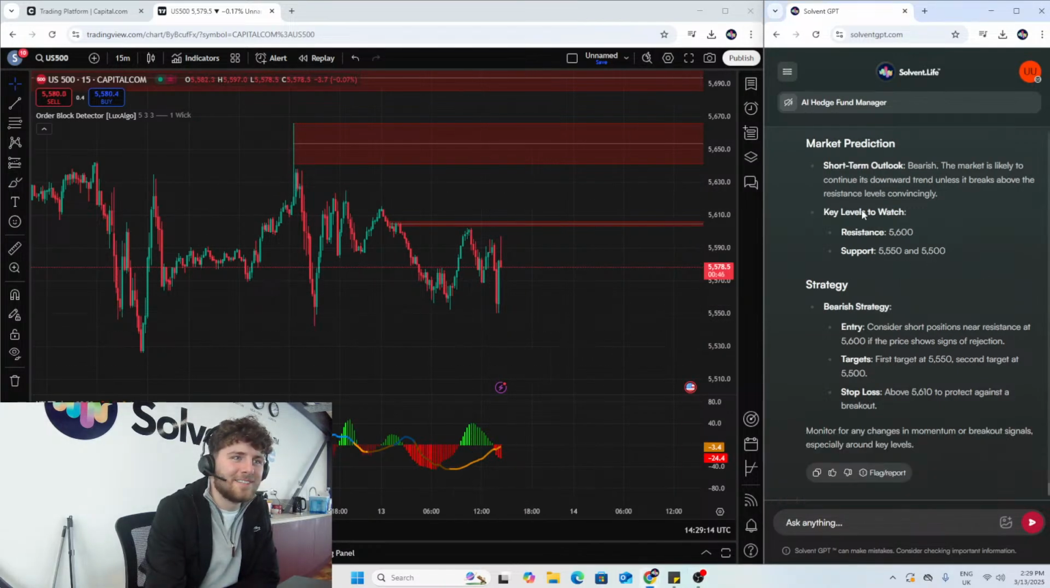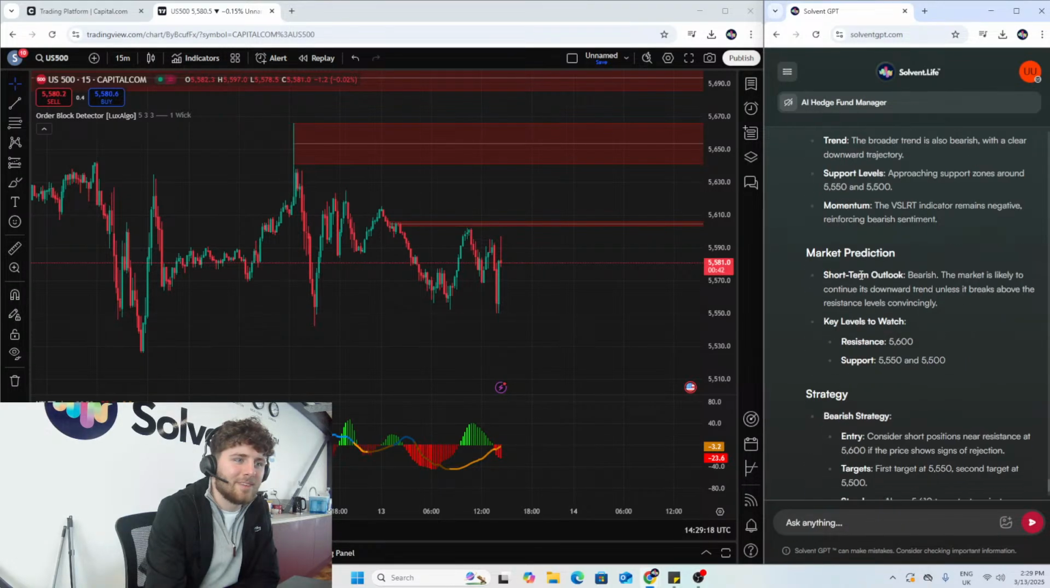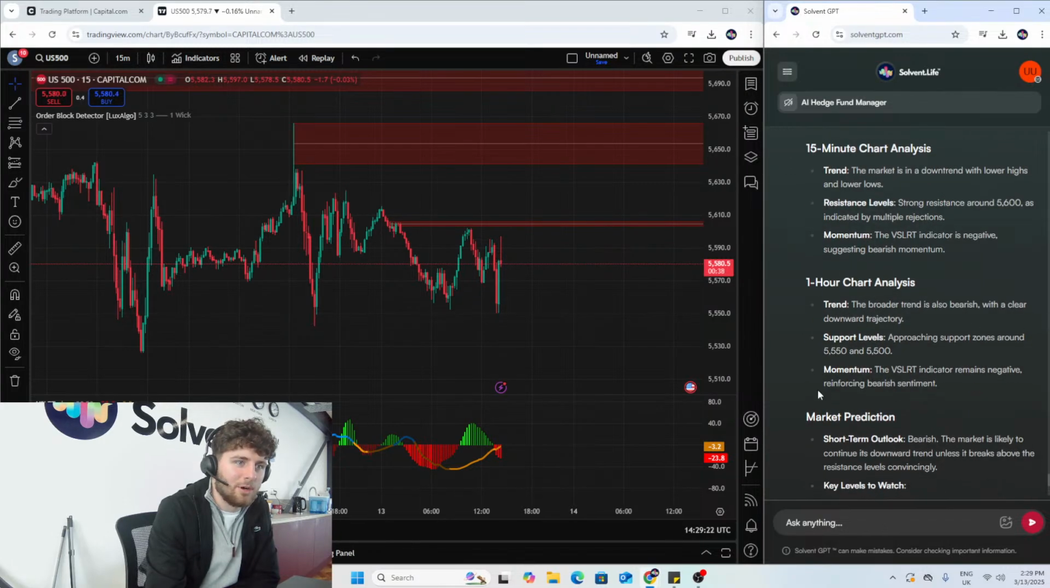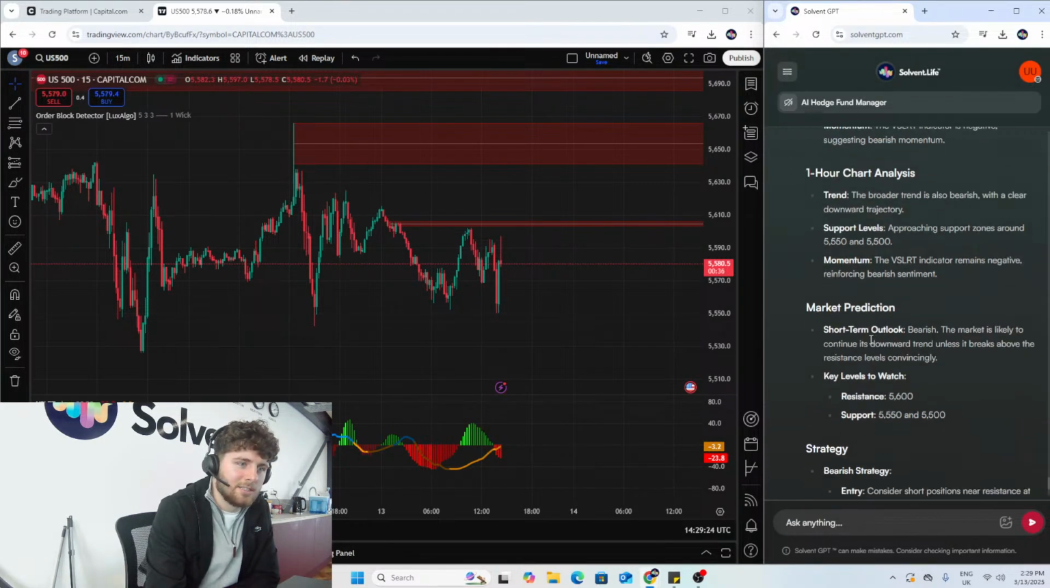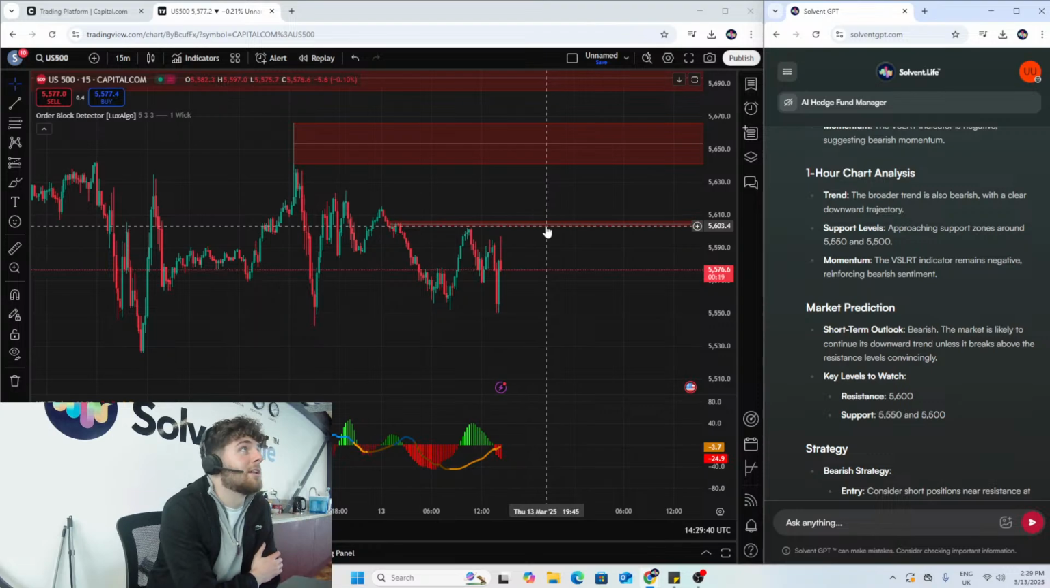Right, bearish strategy. 15-minute analysis, downtrend. 1 hour also downtrend. Short-term outlook. Now, the GPT is really recommending to wait until it reaches this 5,600 mark, which I think would be a very good idea. Now it looks like it's already in a downtrend. When it hits the 5,597, we will continue to analyze.